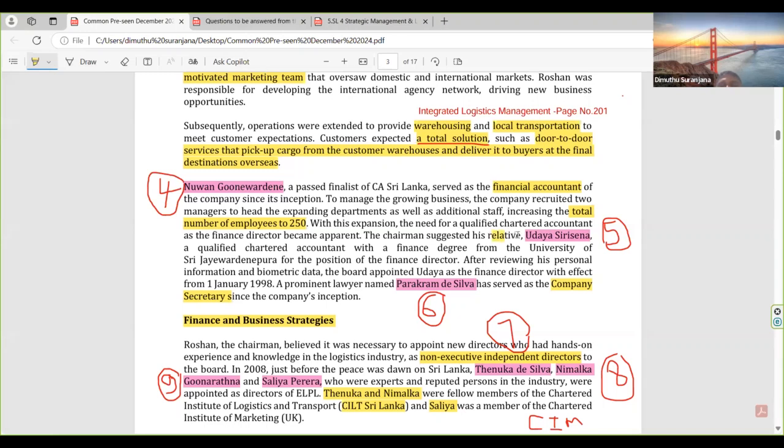Again, the concern is raised about governance. Right? Governance, so that should be addressed in the auditing subject. After reviewing his personal information and biometric data, the board appointed Udaya as the finance director with effect from 1st January 1998. A prominent lawyer named Parag de Silva has served as company secretary since the company's inception. The number 6 individual is introduced.